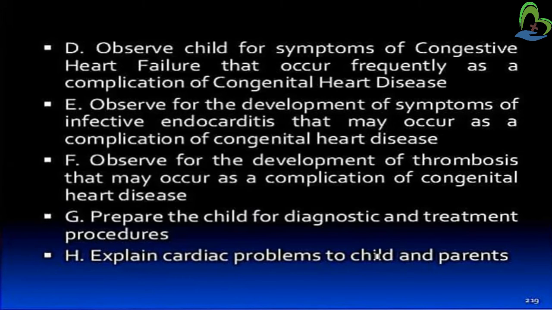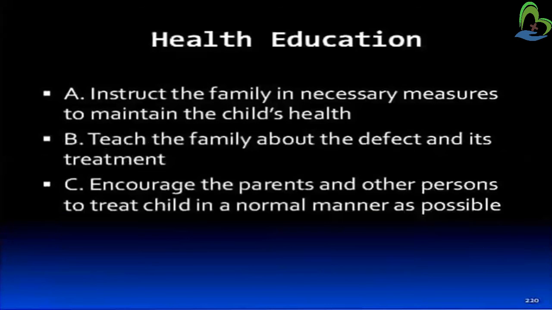Then we have to observe for the development of symptoms of infective endocarditis that may occur as a complication of congenital heart disease. Then we have to observe for the development of thrombosis that may occur as a complication of congenital heart disease. One of the complications of congenital heart disease is thrombosis, so we also have to check for thrombosis. Then prepare the child for diagnostic and treatment procedures. That is, if surgery is advised, then we have to prepare the child and parents for the treatment procedures. Then we have to explain cardiac problems to the child and parents.